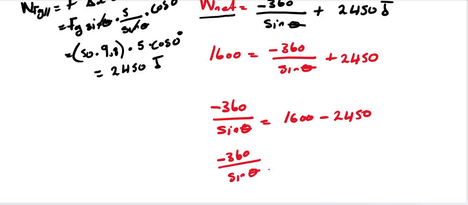Let me work it out. 1600 minus 2450, we get negative 850. I mean, not 180.